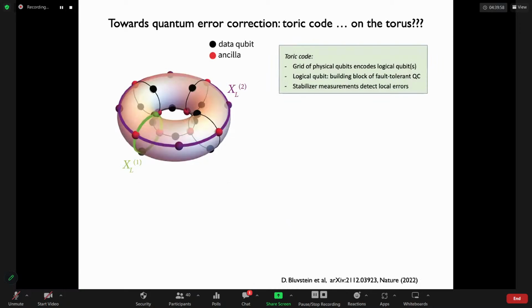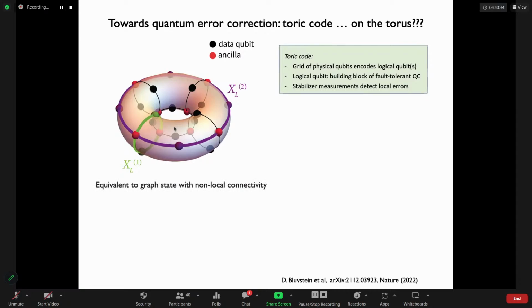One textbook example of that is called the toric code, where you start with a grid of physical qubits, these black dots, and you use them to encode logical qubits, which are building blocks for fault-tolerant quantum information processing. To check for errors, you use these ancillas, the red qubits, which locally measure something called stabilizers. We would like to implement this error correcting code on a torus, because here topology helps to protect the quantum information.